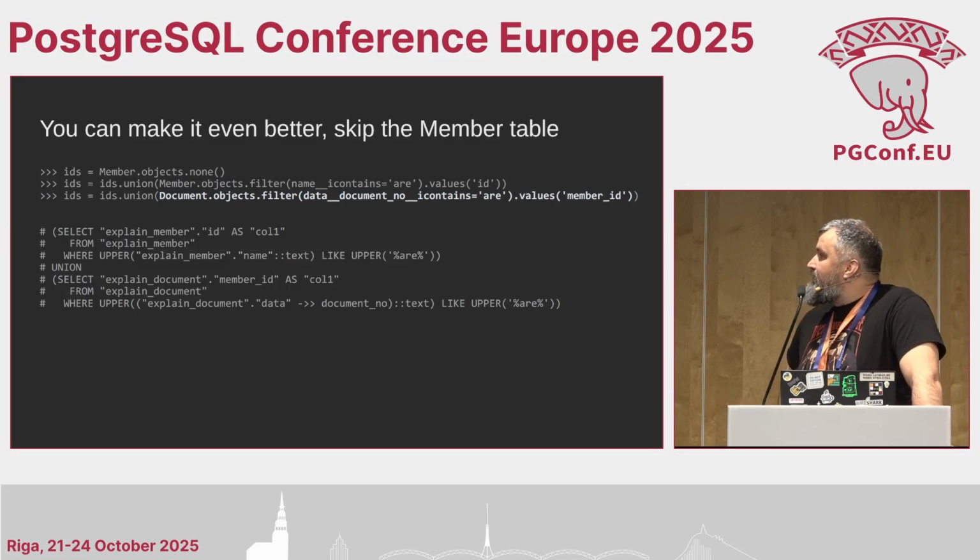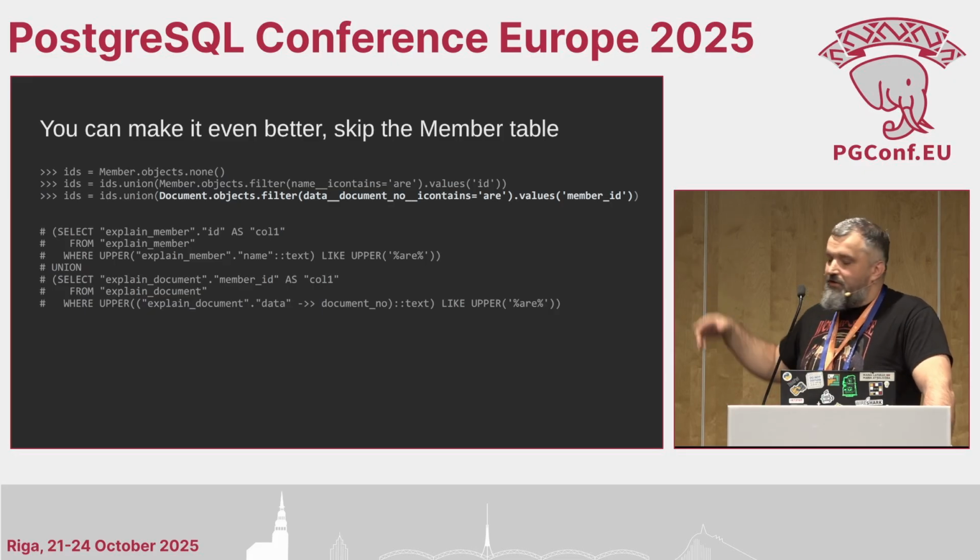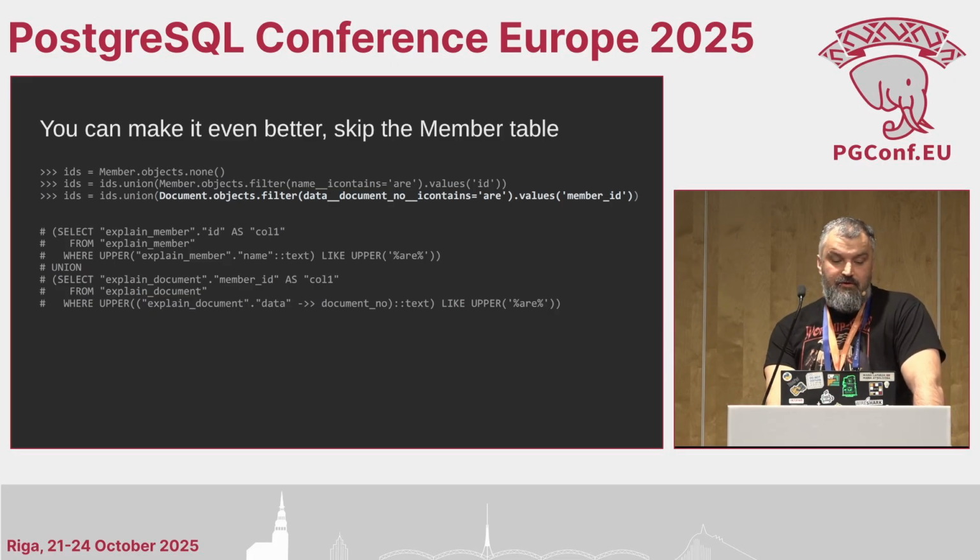Actually, if you think about it, you do not need to join the members table for the document. So you can just retrieve the member ID from the table directly. As a result, you will read through the member table only twice. Once to gather the IDs and the second time to retrieve the data.